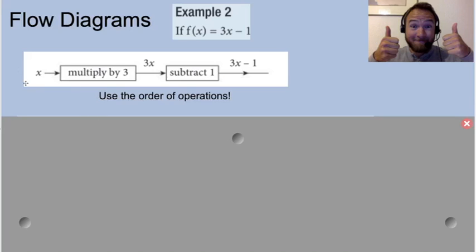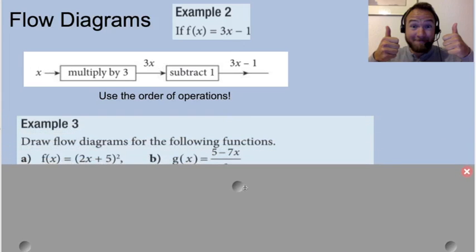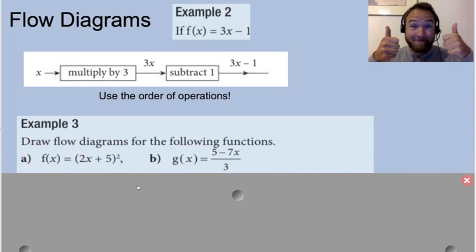Last thing here, flow diagrams. These are quick and easy. These are just writing out our order of operations. So if we have the function f of x equals 3x minus 1, we can create a flow diagram by just writing out our steps. So my order of operations, I take x, I multiply by 3, that gives me 3x, and I subtract 1, and that gives me 3x minus 1. So it's that simple. There's no tricks to it. Just go through how you should do it. When you're ready, we'll come back and we'll go over the answers.